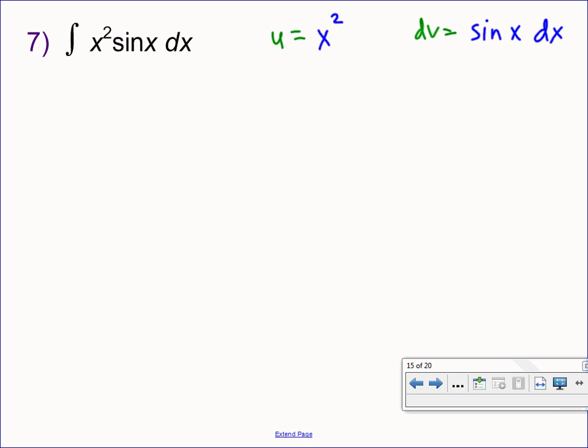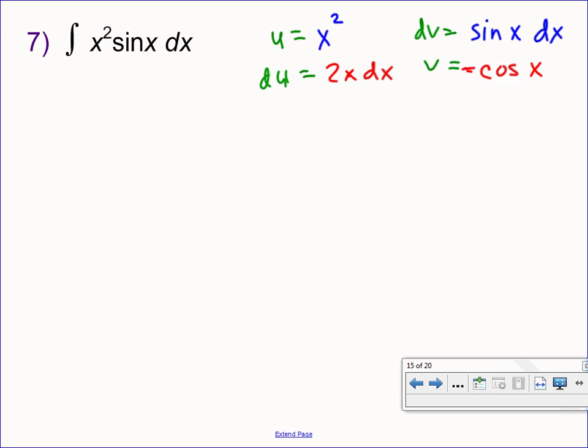All right, so let's generate our other pieces, du and v respectively. If u is x squared, then du is 2x dx. If dv is sine of x dx, then v is, I always mess these signs up, it's negative, the opposite: negative cosine of x. You guys good?